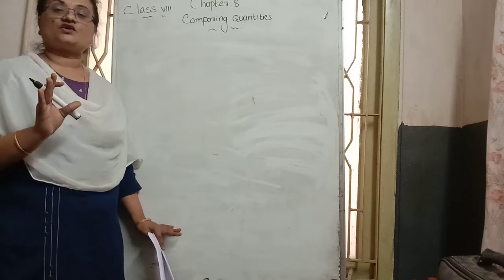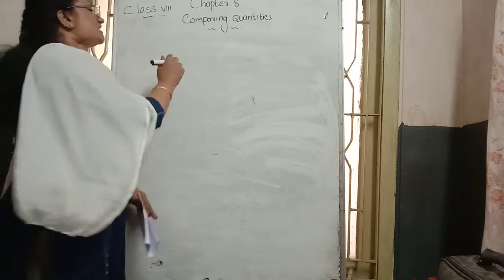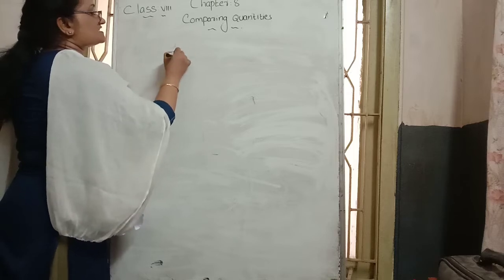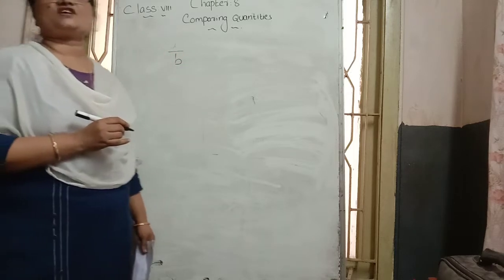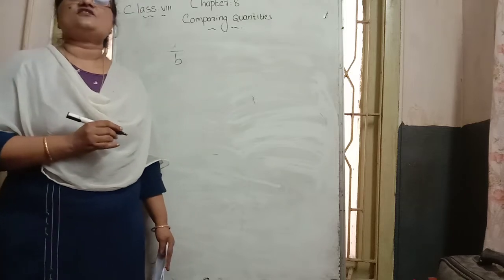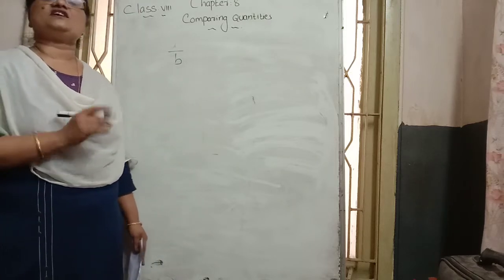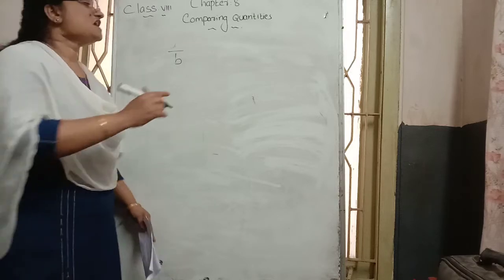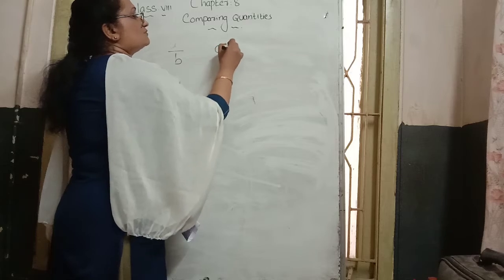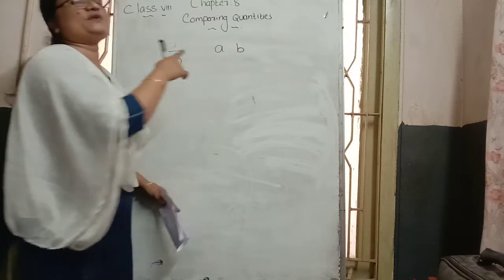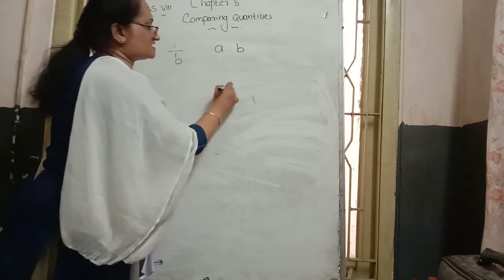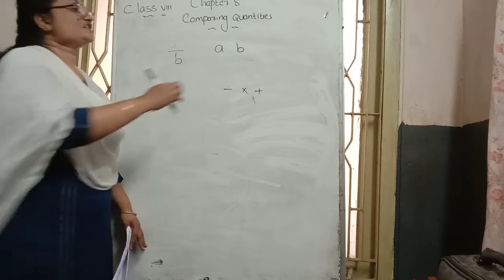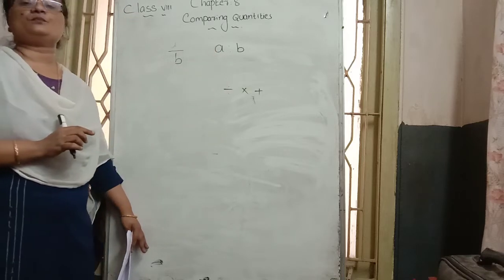How to compare the quantities? By ratio. Ratio we can represent as a by b, in fractional form a by b, where b is not equal to 0. Denominator never becomes 0, and we can write it with the symbol a is to b. The ratio symbol is like this, a is to b, just as we know the division, multiplication and addition symbols.